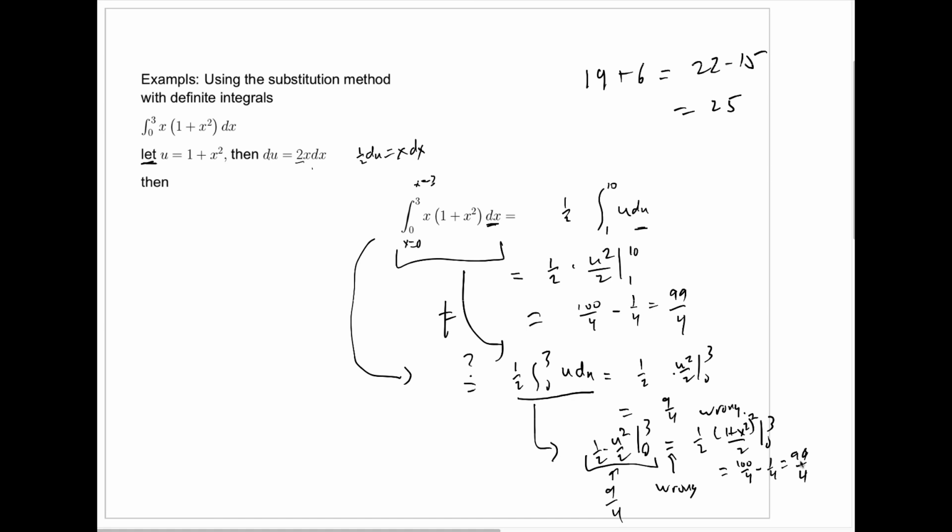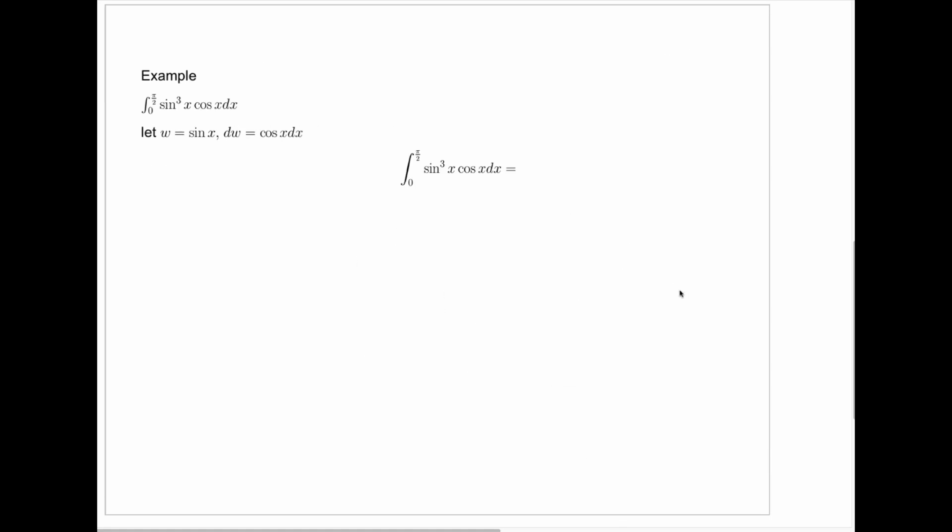And changing the limits properly is easy when you just ask yourself the question, when x is 0, what is u? When x is 3, what is u? And then you never go back to the original variable and you end up with the correct answer. We'll go through one more example of this. Let's say we want to evaluate this integral. This is similar to the one that was on the quiz for most people, but not exactly the same integral.